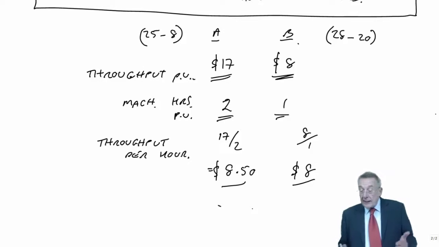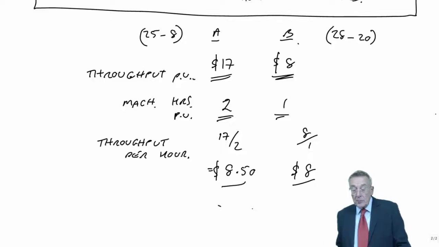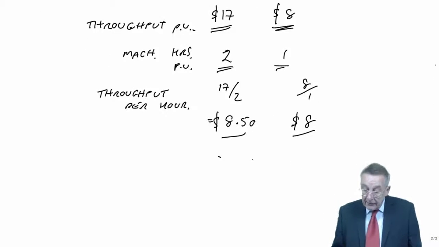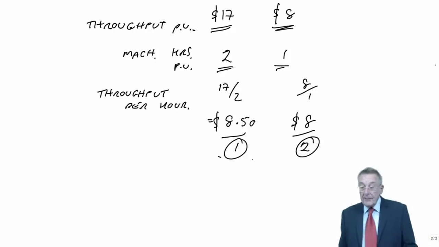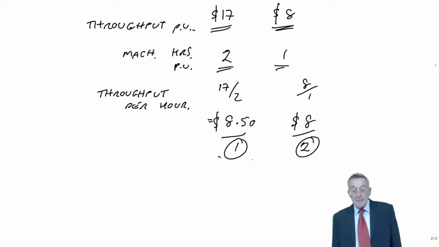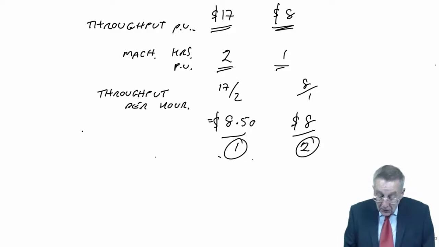And so although the ranking doesn't have to change, in fact you won't be doing it both ways, it'll either be conventional or it'll be throughput. But here, in fact, A is the better of the two, B is second best. That's the throughput per hour, or it's also called the return per factory hour.